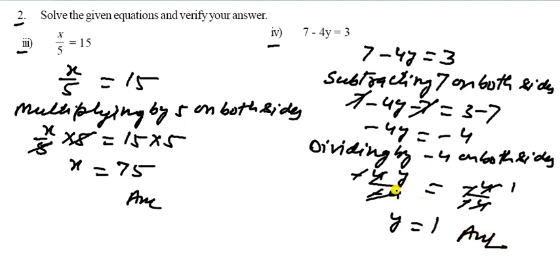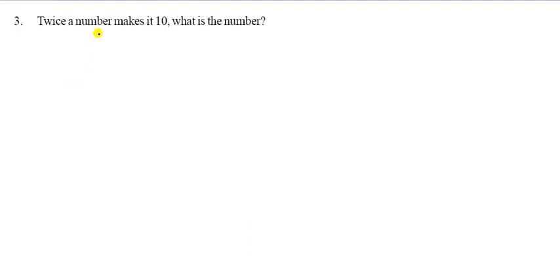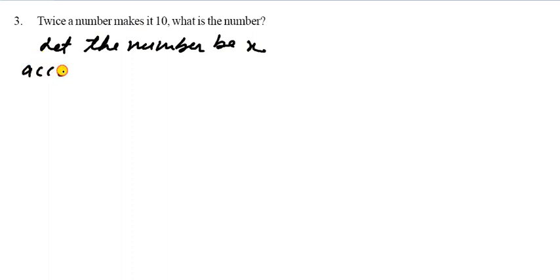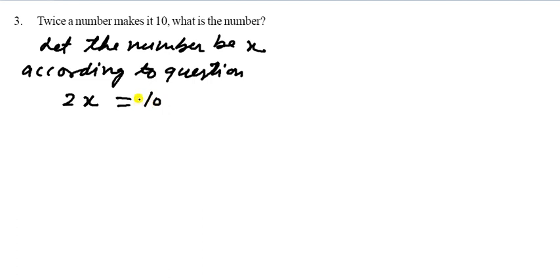So let us see the next question, and that is: twice a number makes it 10. What is the number? So let the number be x. So according to the question, twice a number means 2x. Makes 10, so that becomes 10.